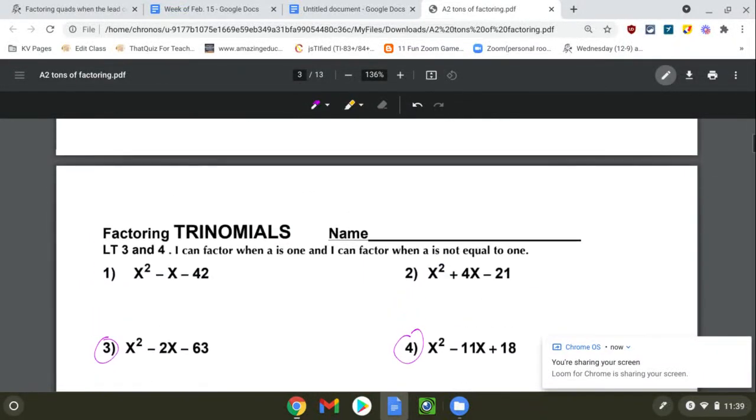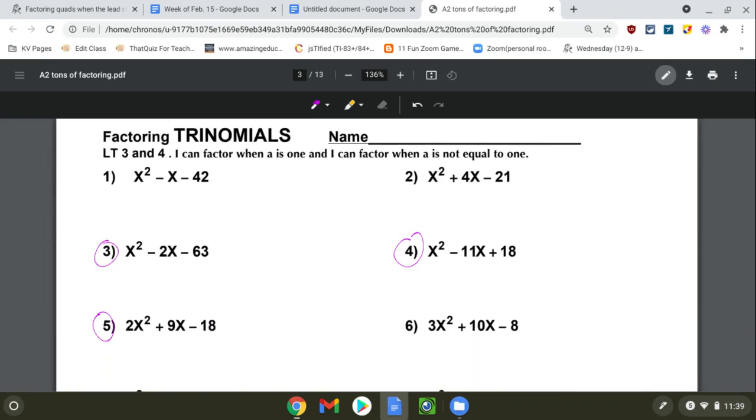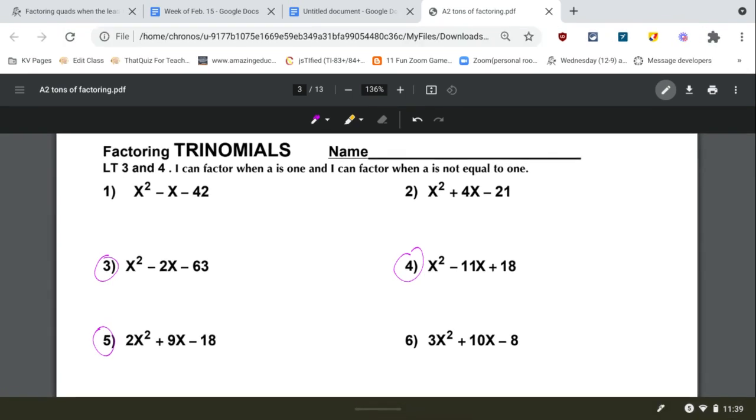Okay, so on the third page here, it's kind of a mixture. Numbers 3 and 4 here, the leading coefficient, the leading term is a 1. So we can jump straight into factoring this thing. And we already know it has to be an x times an x to give us x squared. The 63 is negative. So I need two numbers that multiply to 63 to go here and here.